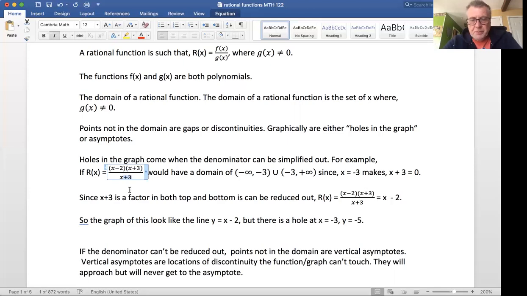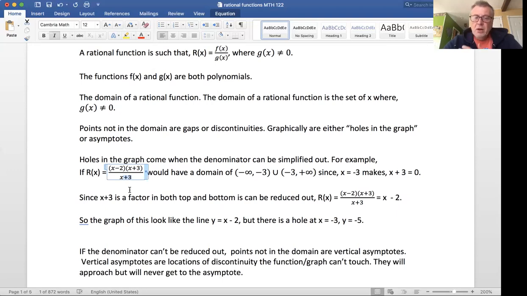So we could actually divide these two portions out, the x plus 3's, leaving us with just x minus 2. But we can't just divide it out and ignore the fact that we started with x plus 3 in the denominator. So first off, the domain would be anywhere from negative infinity to minus 3, union minus 3 to positive infinity. Why? Because for x equal to minus 3, x plus 3 would be 0.